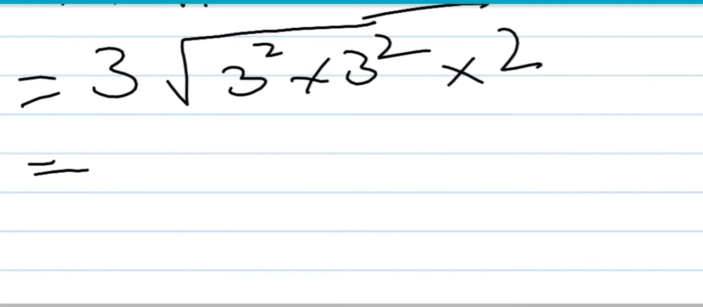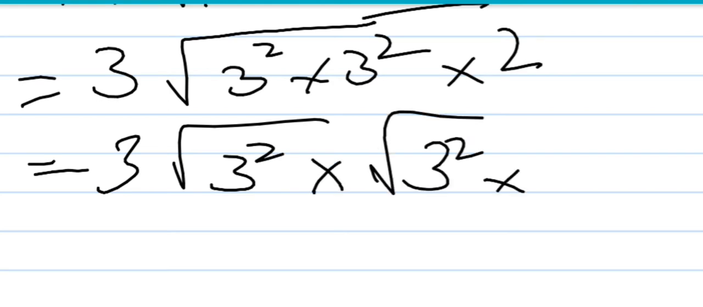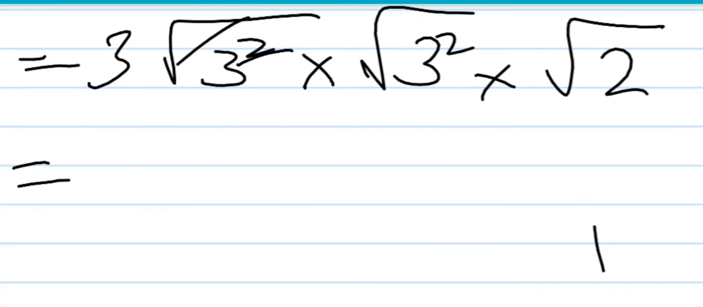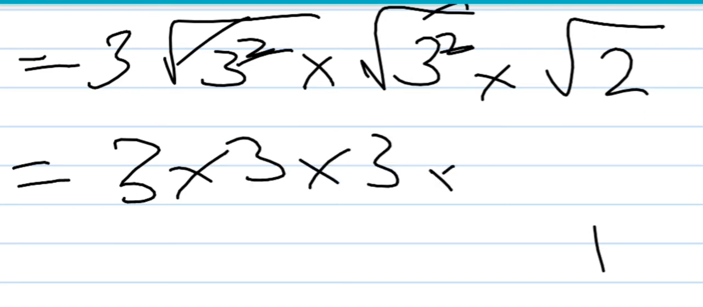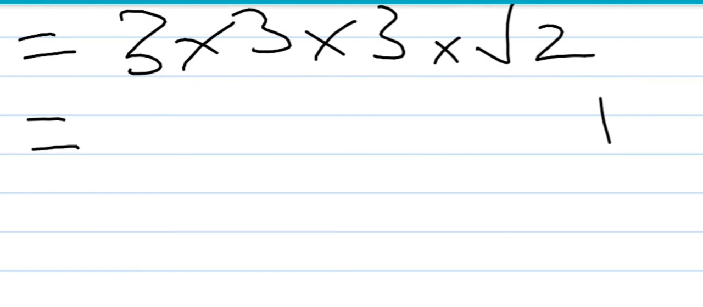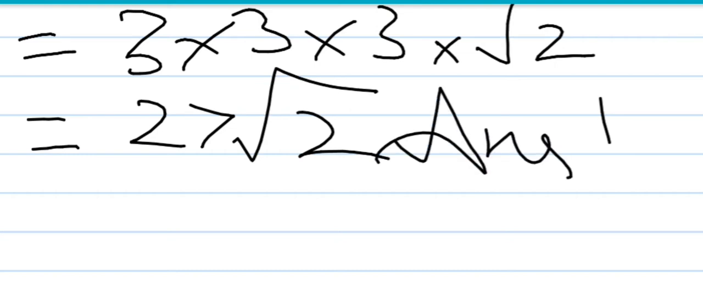Writing it separately, 3 square multiply under root 3 square multiply under root 2. So square and square root will be cut. 3 multiplied 3 multiplied 3 multiply under root 2. Now 3 3s are 9 and 9 3s are 27. 27 into under root 2, and it is the answer.